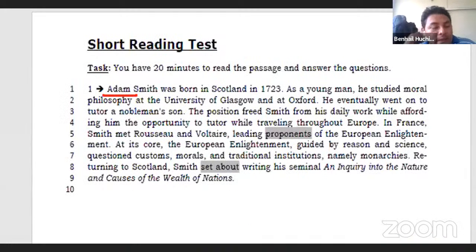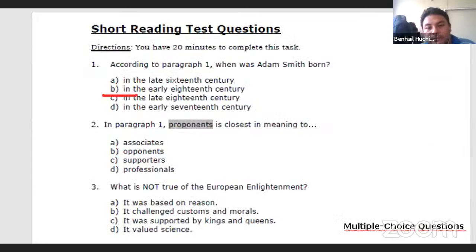Okay, so according to that, because he was born in 1723, it means that we're talking about the 18th century, isn't it? And it's the early 18th century. Okay, good. And this is the correct answer, letter B. Now the second says, in paragraph 1, proponents is closest in meaning to A, associates, B, opponents, C, supporters, D, professionals. We continue on paragraph 1.